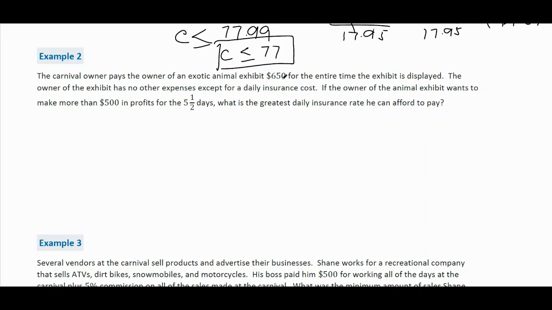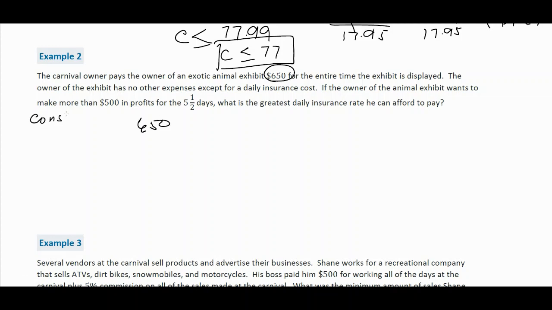All right, so for this one, basically we need to know that the 650 will be a constant amount, because this is the only thing that the exotic animal exhibit will be paying for that whole 5.5 days. So it's basically not like the roller coaster that needs to pay $265 every single day. So it's different for this one. So basically it's going to be the 650 as a constant. All right.